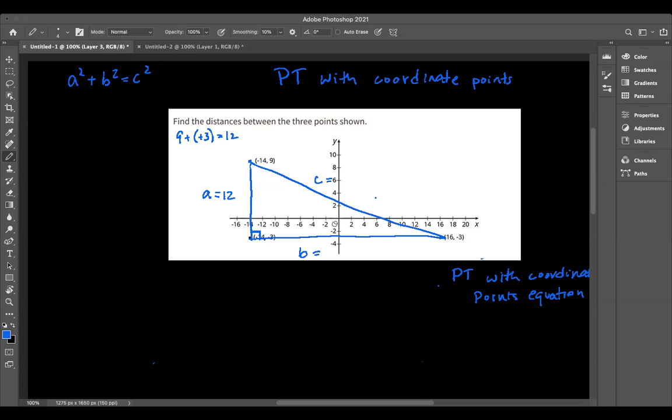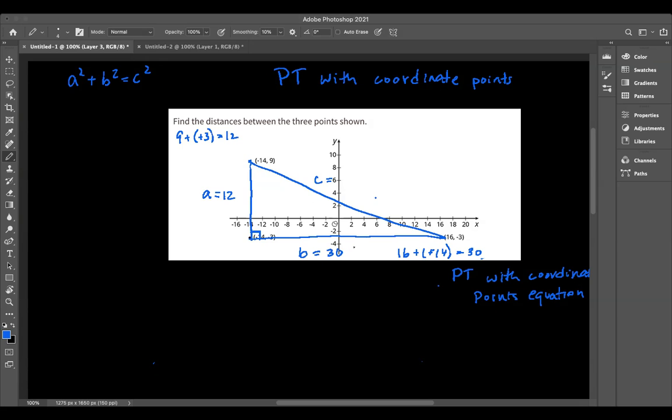Same thing on the bottom here. We have negative 3 and negative 3. It's on the same line, so we just have to count horizontally how many spaces to get to 16, from negative 14 to 16. So again, we can do 16 minus negative 14. If we add, we have to put a plus here, and that gives us 30. So that would be 30 right there.